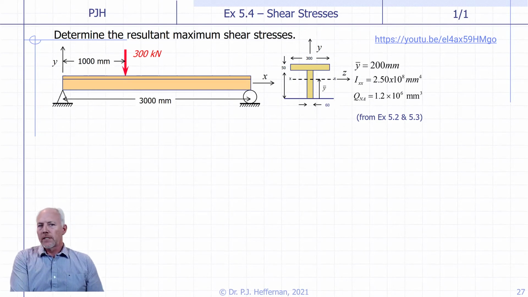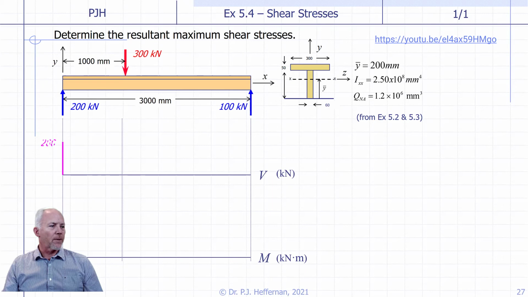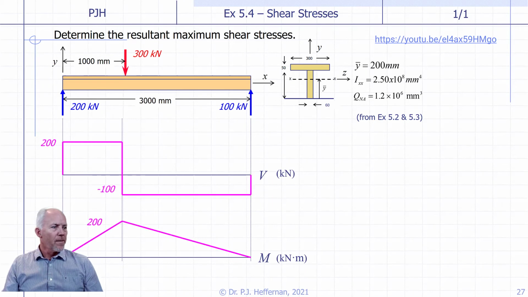So off to do our problem. This beam we've been using before. This is the one where we did our cross-sectional properties. We calculated our y-bar, we calculated our moment of inertia, we calculated our Q at the neutral axis, and those values are given here as your starting point. We also have our reactions for it, as well as our shear force and bending moment diagram, so we get all of that in here. And what this is saying is determine the resultant maximum shear stress.